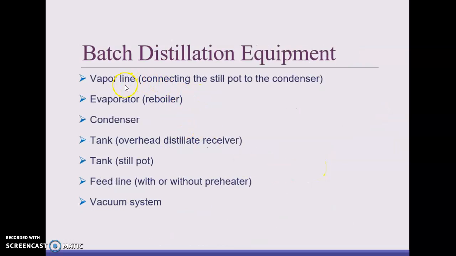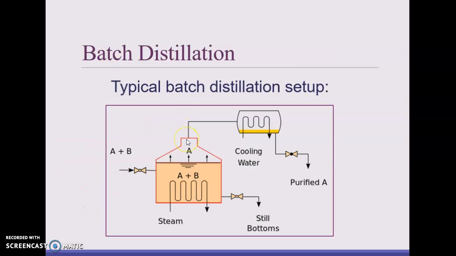Some of the equipment: you have a vapor line, an evaporator, a condenser, two tanks here, an overhead distillate receiver, a still pot, and a feed line. You may also heat the feed, you may not, because in batch distillation you just generally boil it to where you need it to be, and then a vacuum system keeps the flow of the column going the right way as well. So here it is. You just dump in some of the material. This is your heater, which could just be steam.